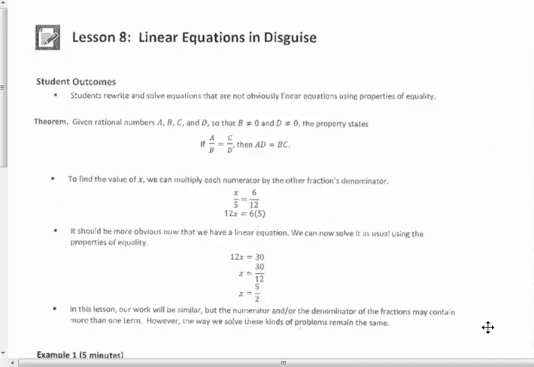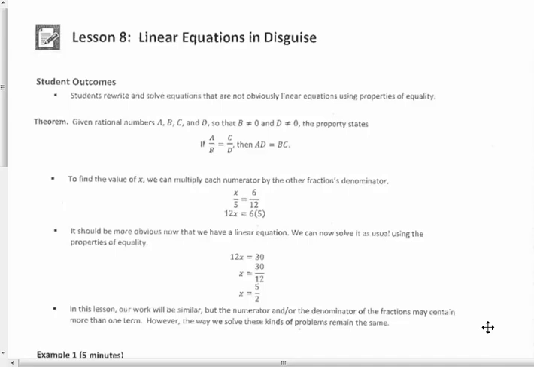Video 3.5, and it does not go with 3.5 in your textbook, but it is a concept that you need to know how to do. It's actually from the EngageNY module. It's lesson 8, but I'm calling it 3.5 just to stay in order. Linear equations in disguise. In this, the outcome for you: students will rewrite and solve equations that are not obviously linear equations using properties of equality, good equation solving properties.